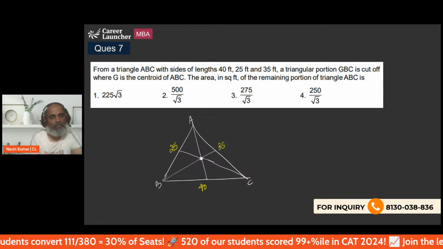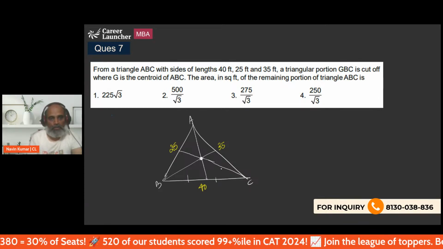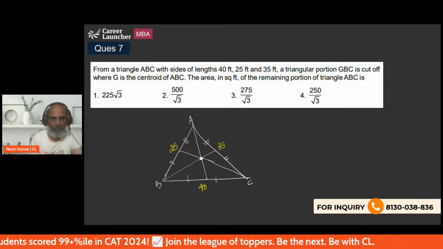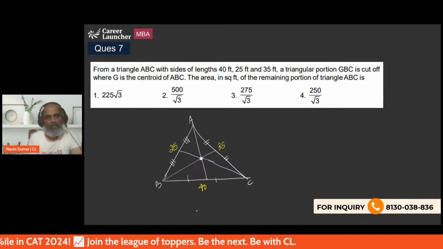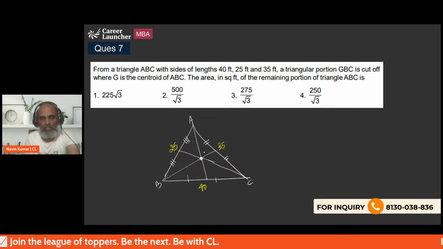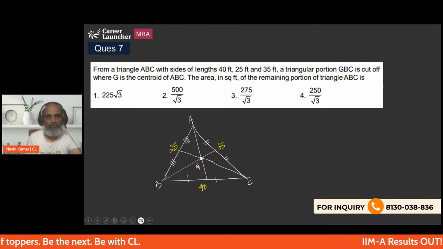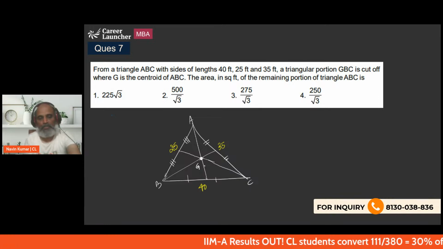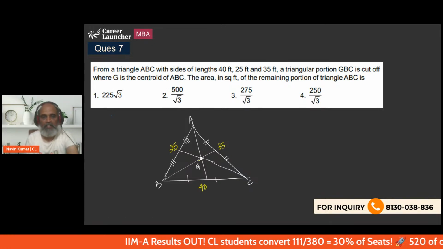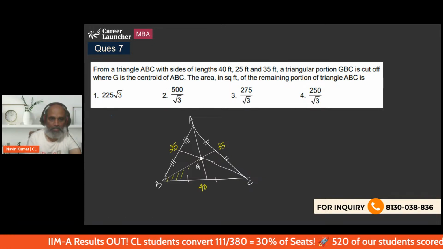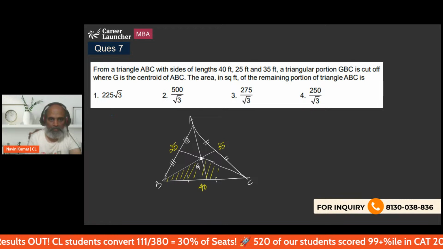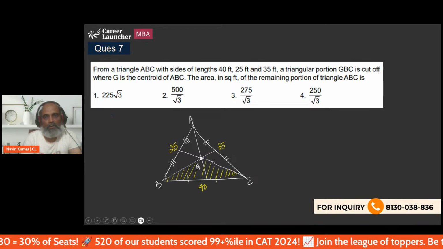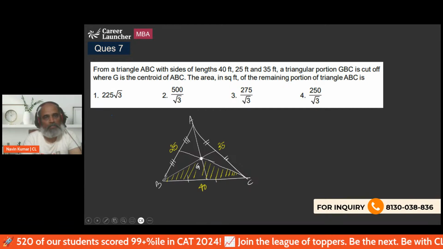So this is the median. So equal parts. So this is what G is. Triangular portion GBC is cut out. So we are saying that this region is cut out. What is the area of the remaining portion of triangle ABC?